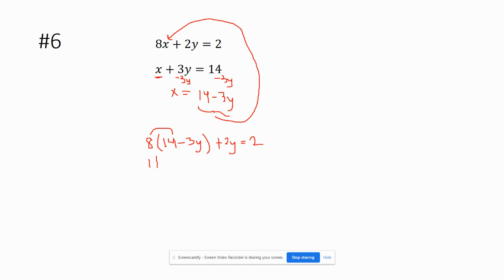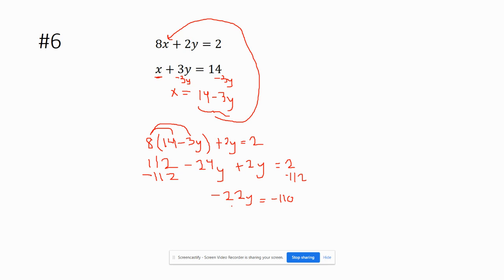112. And then minus 8 times 3y is 24y. And then we still have this plus 2y, and that equals 2. So then we're going to combine like terms. Negative 24y plus 2y is negative 22y. And I'm going to subtract this 112 over to the other side. So 2 minus 112 is negative 110.